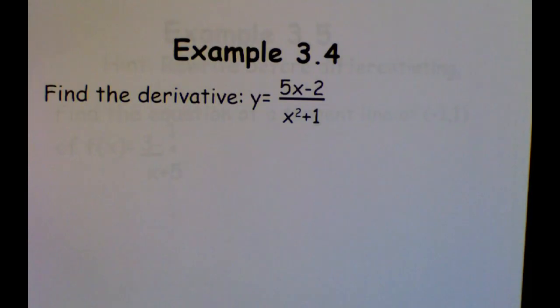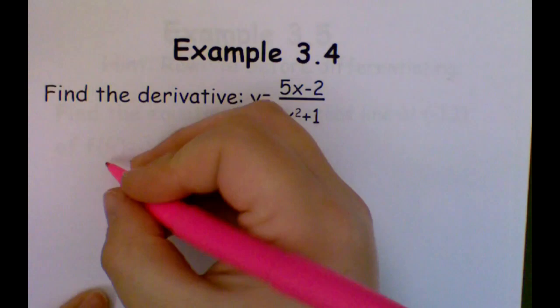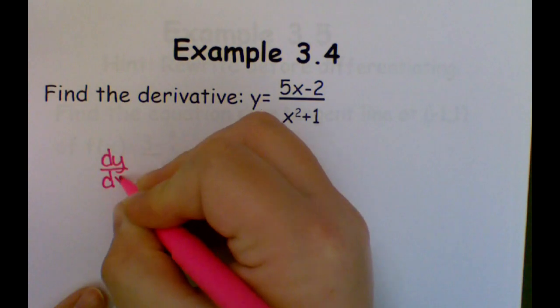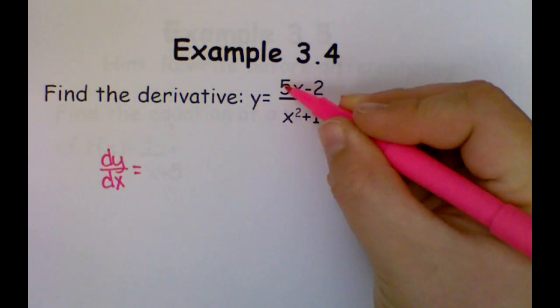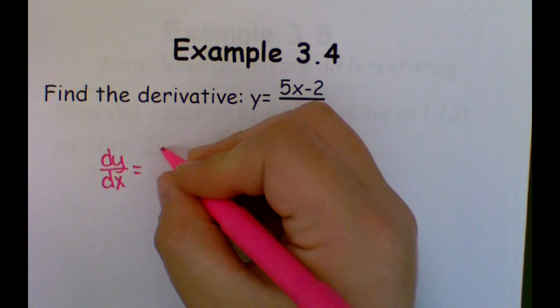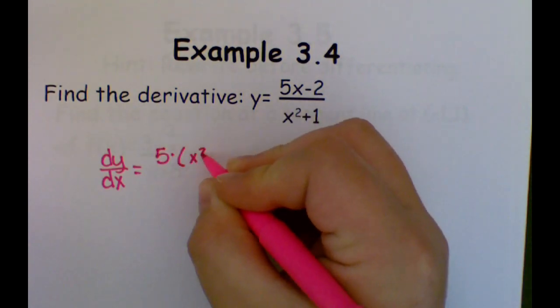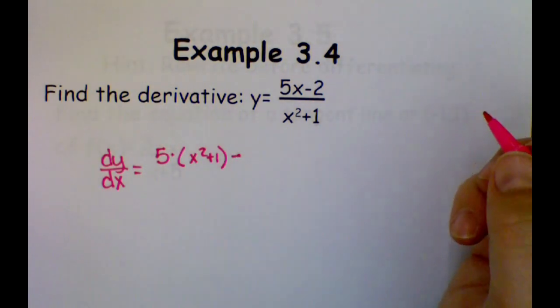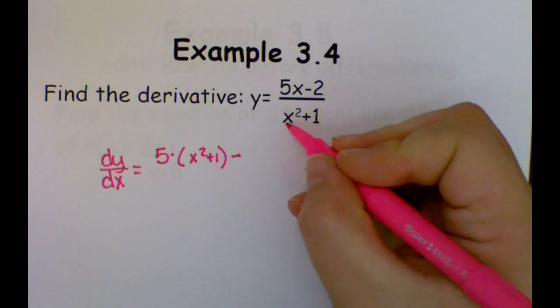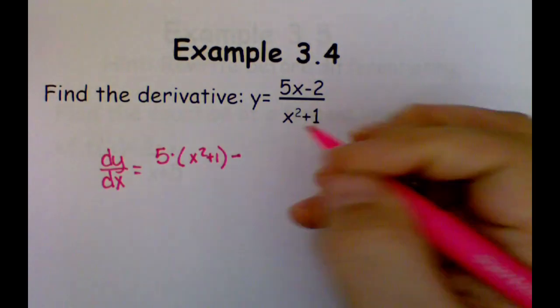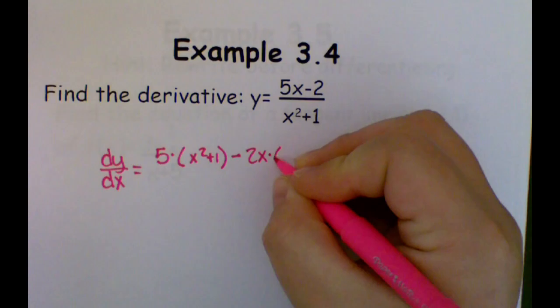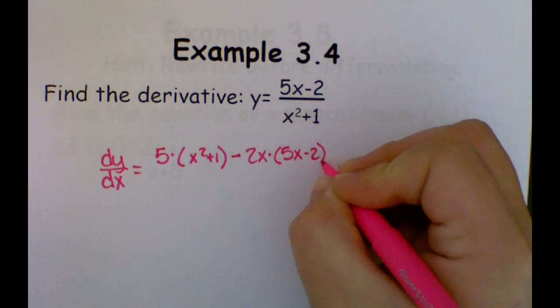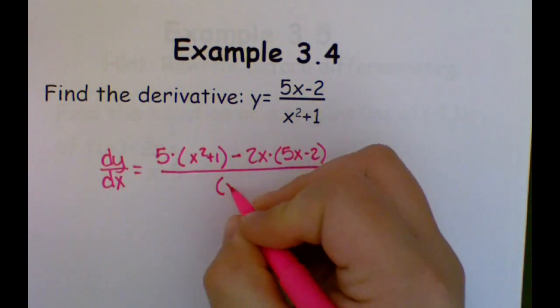Let's dive right in. We are going to find the derivative of 5x minus 2 over x squared plus 1. To find this derivative, we go dy/dx equals, we take the derivative of the top. Well, the derivative of 5x minus 2 is 5, times the bottom unchanged, x squared plus 1, minus, so quotient rule, we always use a minus, the derivative of the bottom, the derivative of x squared plus 1 is 2x, times the top unchanged, which is 5x minus 2, all over the bottom squared.